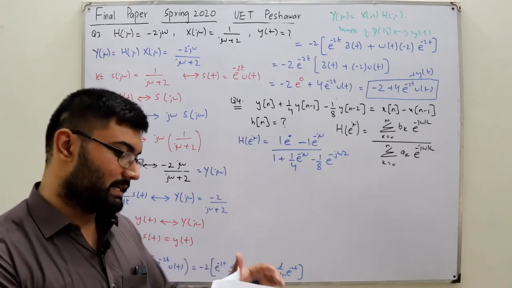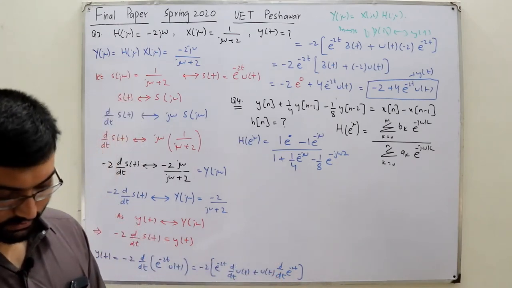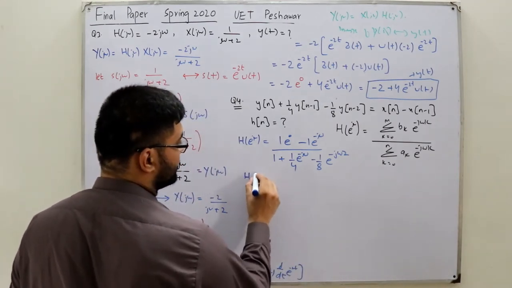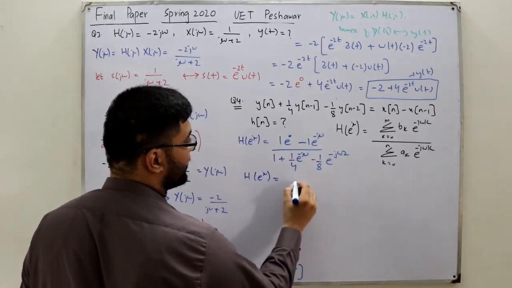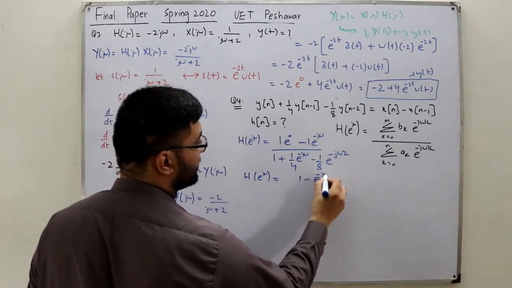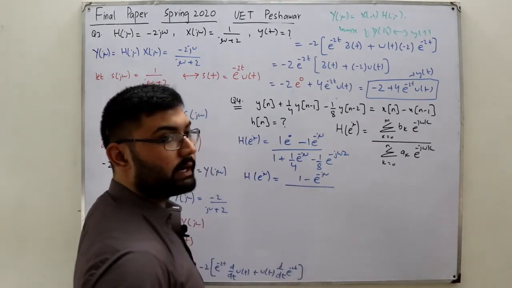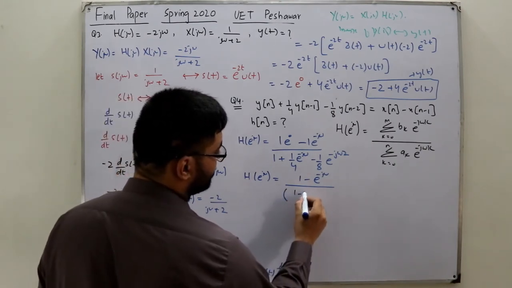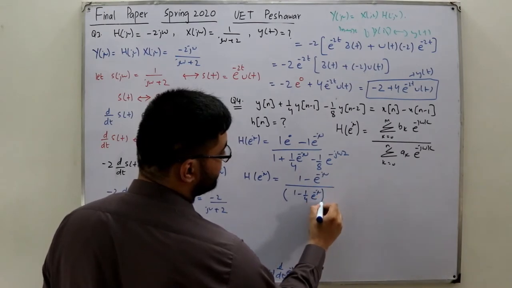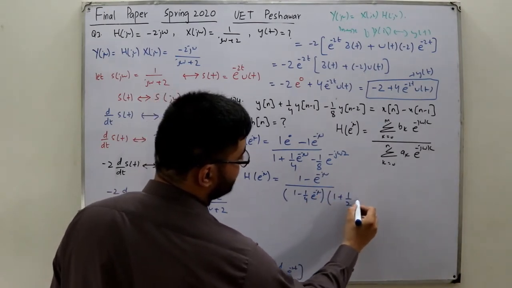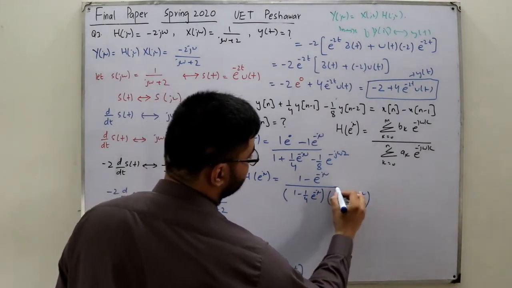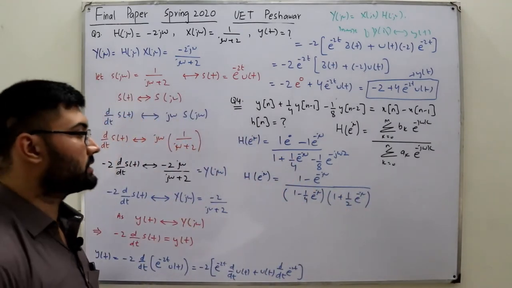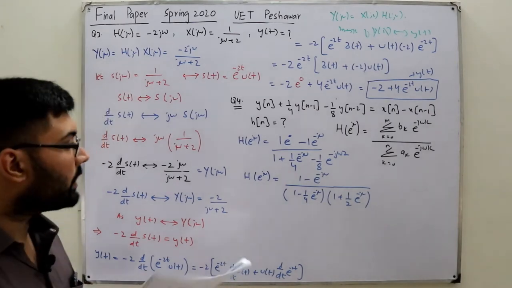Now, let me factorize it. I could write my H of exponential of j omega as 1 minus exponential of negative j omega divided by 1 minus 1 over 4 exponential of negative j omega into 1 plus 1 over 2 exponential of negative j omega. You multiply it, you get back this thing. Now I do the partial fractions.